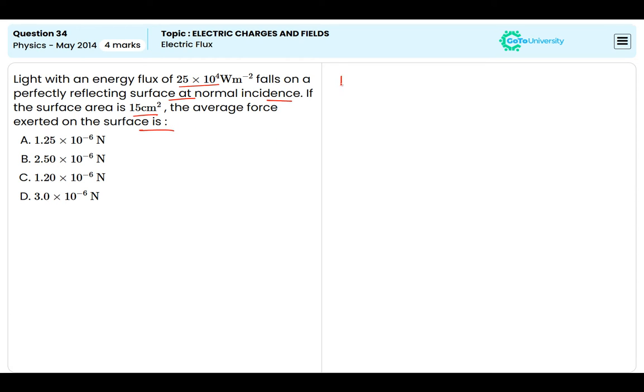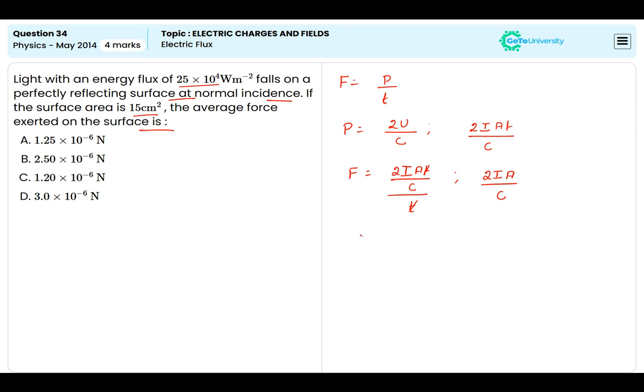We know that force is equal to P divided by time T. Then P, the momentum delivered, is equal to 2U divided by C. Then U is nothing but I into A into T. Substituting, F is equal to P, that is 2 times I A T divided by C, whole divided by T. T will get cancelled, so the remaining equation is 2IA divided by C.